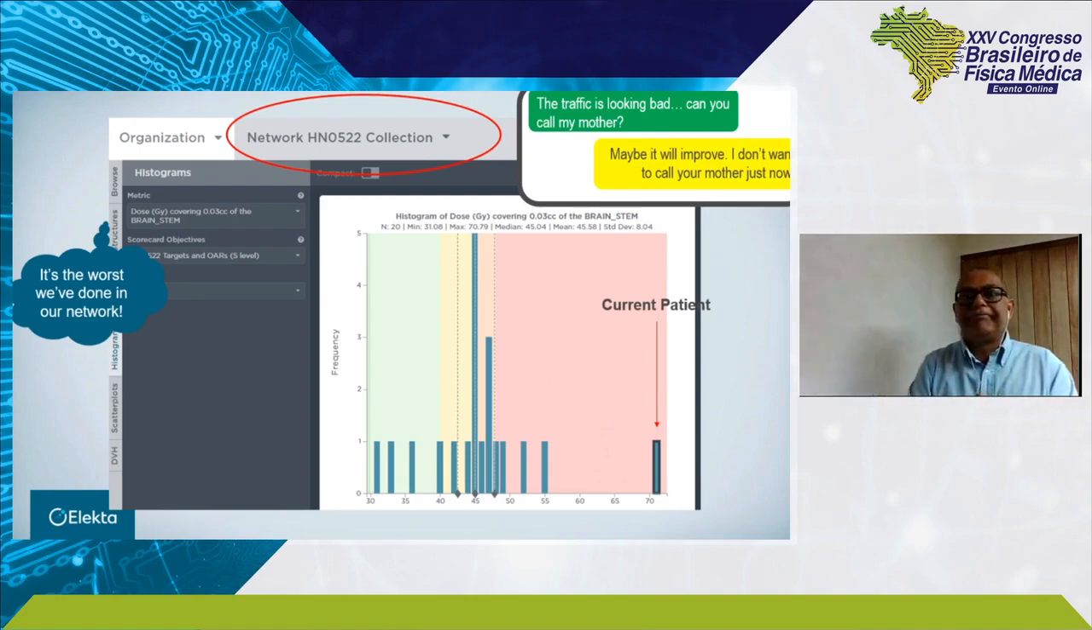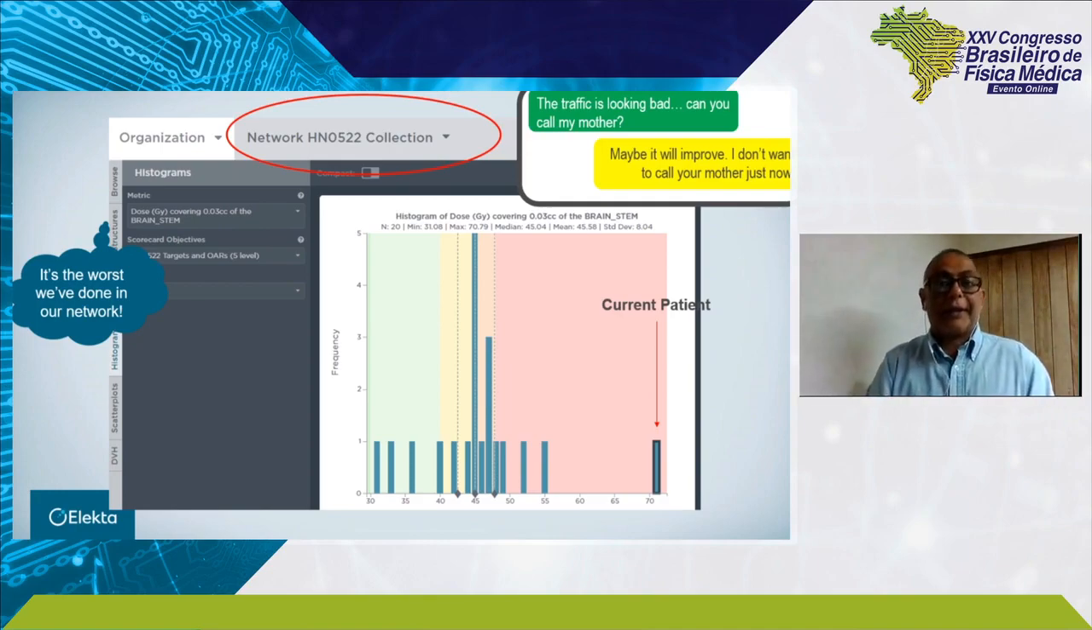You would be saying, you send a text, the traffic is looking bad. Can you call my mother, right? Last thing you want to do is to disappoint your mother. And your wife's very sympathetic, says, "Well, maybe it will improve. I don't want to call your mother just now." That's a bit more pressure on your side.